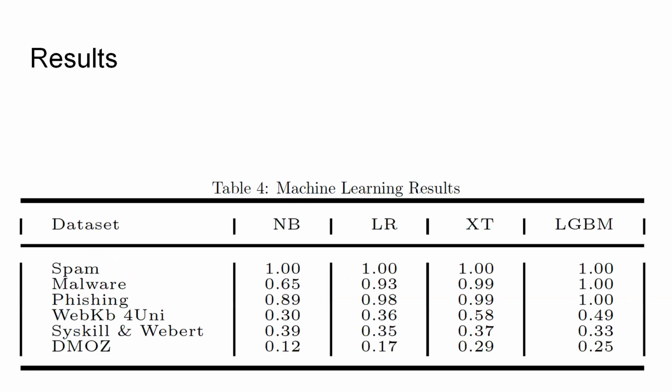In this test, we just ran 4 algorithms. Naive Bayes is NB, LR is logistic regression, XT is the extra trees, which is a random forest implementation available inside scikit-learn. And then we installed the LightGBM package, which is a really highly performant gradient boosting implementation from Microsoft. So I'm reporting the balanced accuracy here.